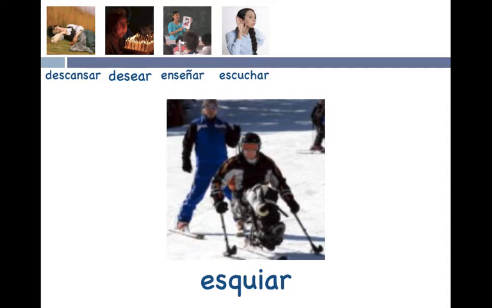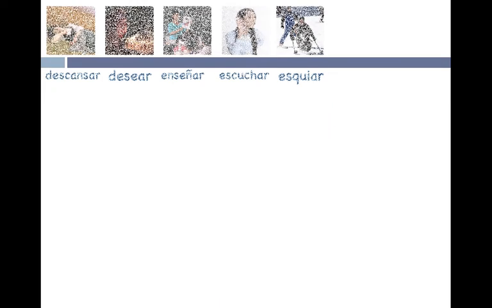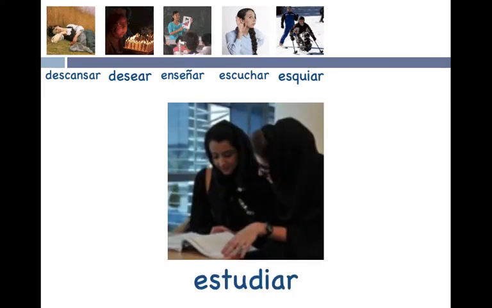Repita. Descansar. Desear. Enseñar. Escuchar. Esquiar. Estudiar. Estudiar. Good cognate. Looks like it's English a bit. You can see study in there. And remember, in Spanish, they can't start a word with ST. Study, they can't with their pronunciation. There's going to be an E in front of that, like espagueti, especial. So think of study, estudiar.